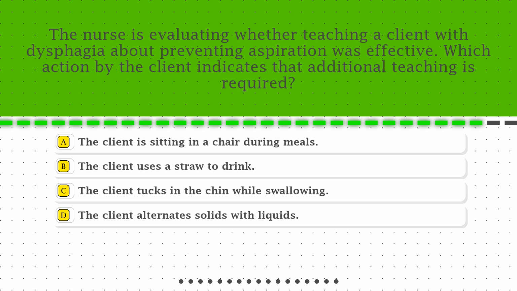Question 15. The nurse is evaluating whether teaching a client with dysphagia about preventing aspiration was effective. Which action by the client indicates that additional teaching is required? Option A. The client is sitting in a chair during meals. Option B. The client uses a straw to drink. Option C. The client tucks in the chin while swallowing. Option D. The client alternates solids with liquids.